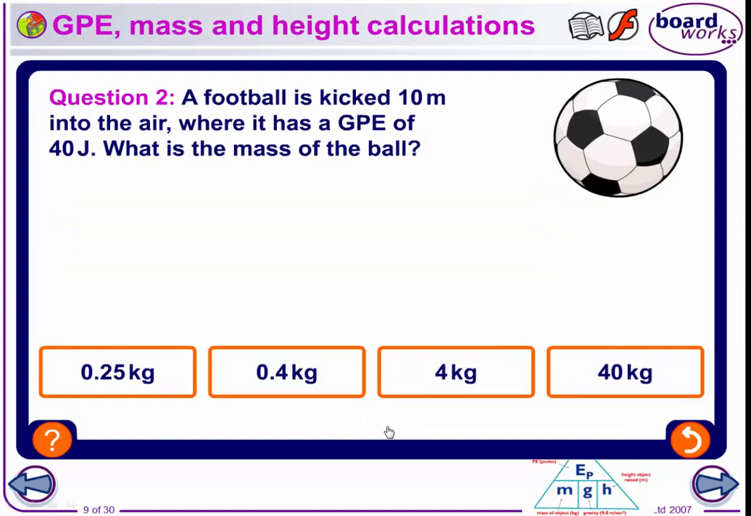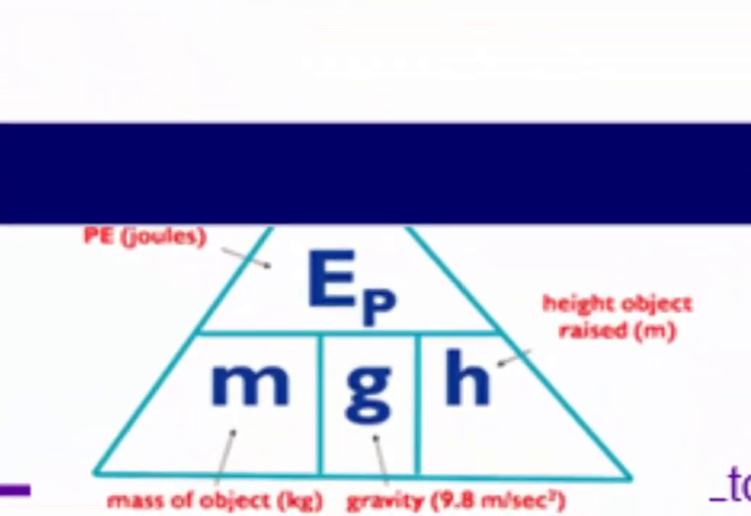a football is kicked 10 meters into the air where it has a gravitational potential energy of 40 joules. What is the mass of the ball? Well, this time we need to find the mass. So we look at this equation, we look at the formula triangle at the bottom, we need to find the mass, so it's gravitational potential energy divided by G and divided by H.